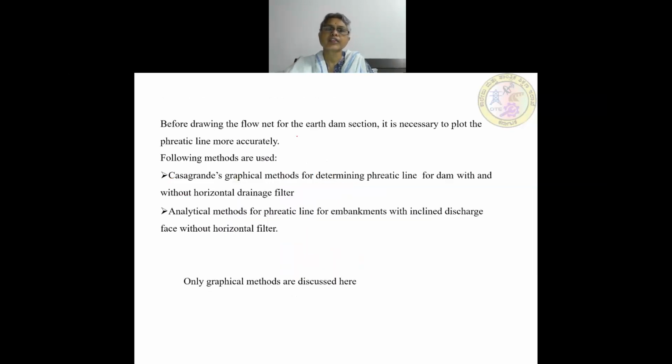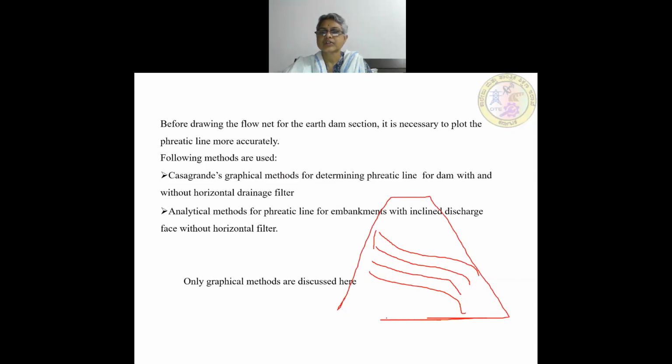Okay, so before drawing the flow net, which is the path of flow of water in the dam, for the earthen dam section it is necessary to plot the phreatic line more accurately. So after drawing the phreatic line, you can draw the flow net. Flow net is the path of flow of water inside the dam. So if this is the dam section, you have to plot this flow net. Then you have potential drops across the flow net, so you will get lines of equipotential. So this particular thing is called a flow net. So to draw the flow net, you need this phreatic line.